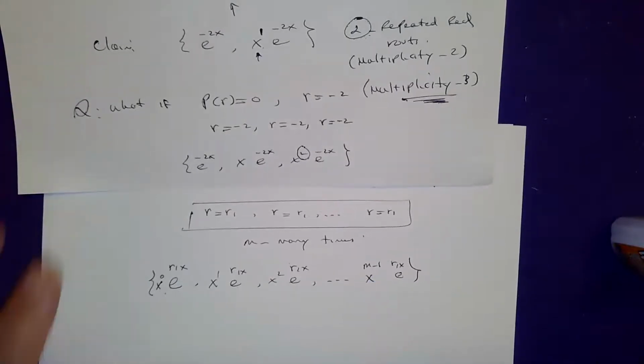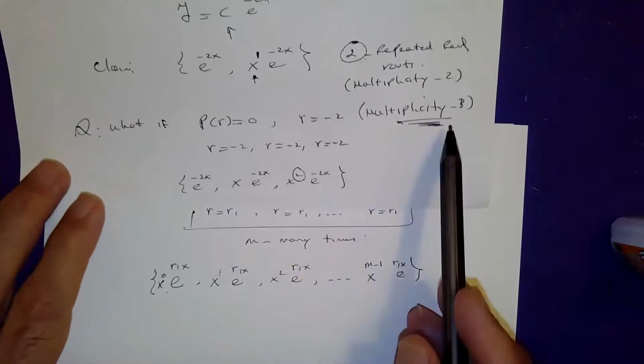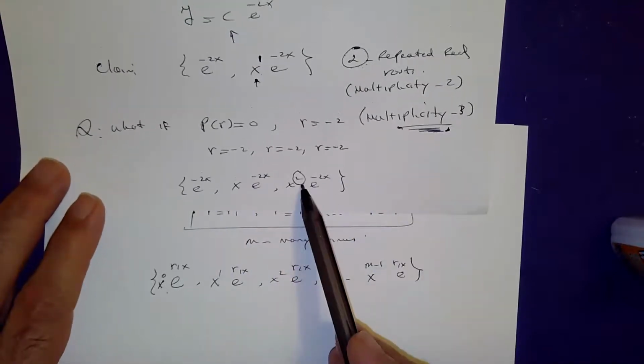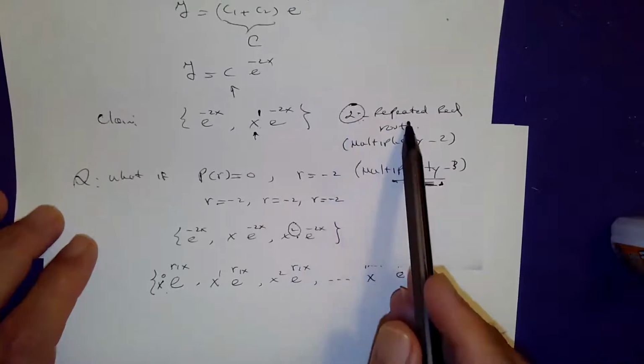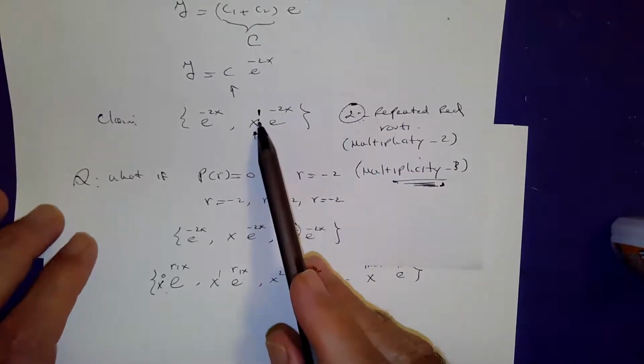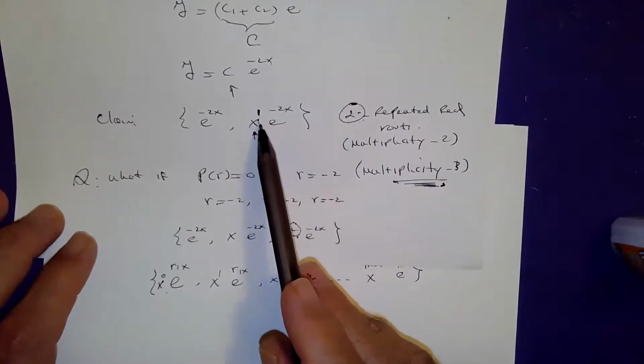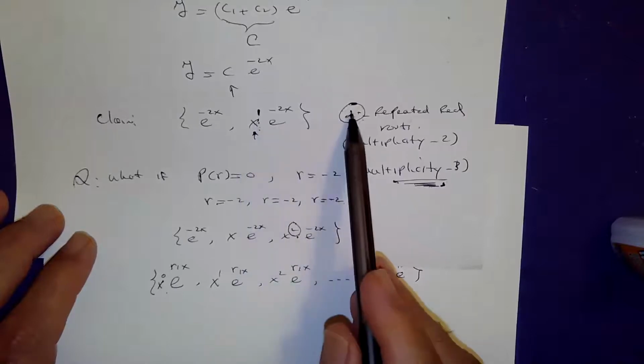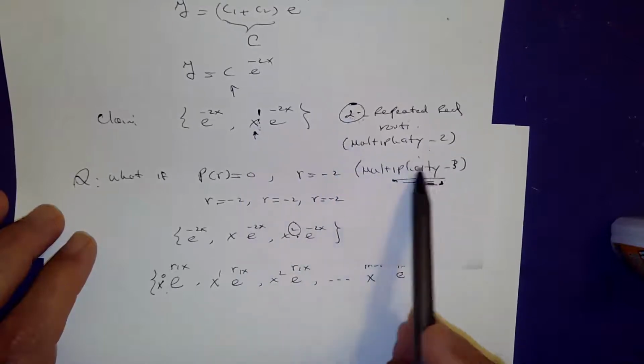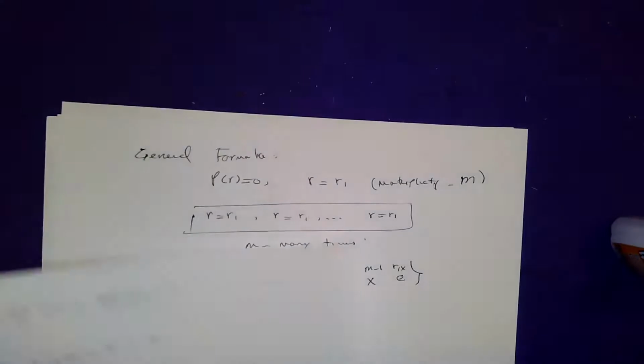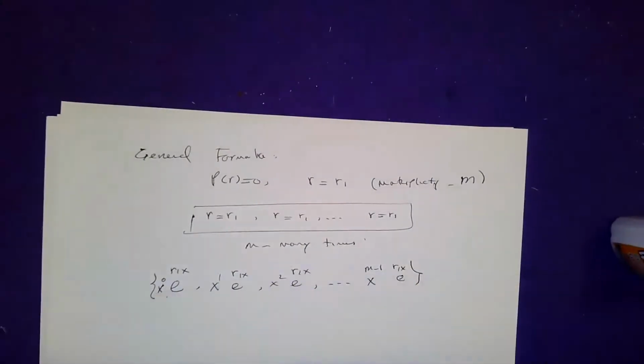Okay? Can you see it? Notice multiplicity 3 stopped at 2. Multiplicity 2 stopped at 1. So the degree of the last x factor is 1 less than your multiplicities. So it must be m minus 1. Do you all see it?